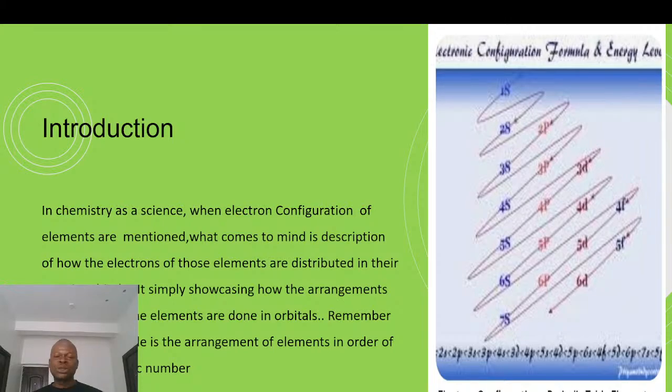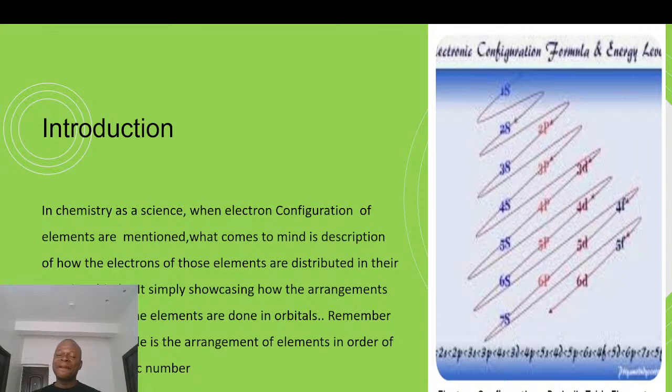Let's do a little introduction on the topic. In chemistry as a science, when electron configuration of elements is mentioned, what comes to our mind is the description of how the electrons of those elements are distributed in their atomic orbitals. In other words, simply showing how these electrons are arranged in orbitals. That is what comes to our mind.